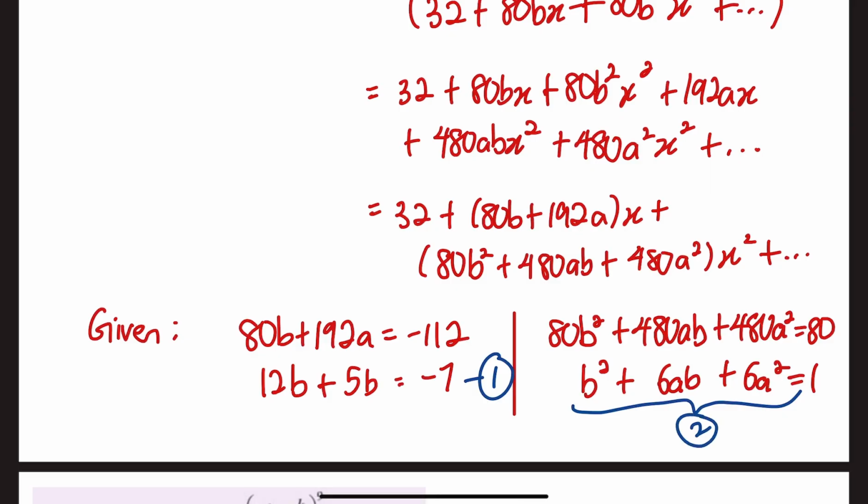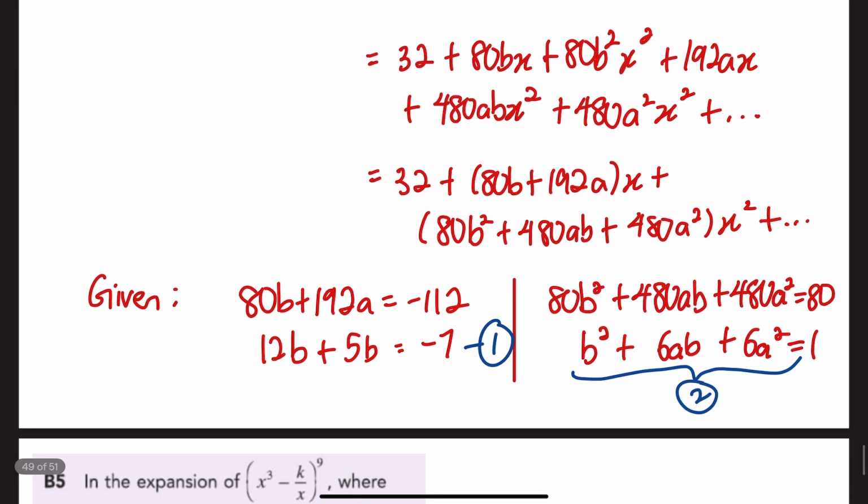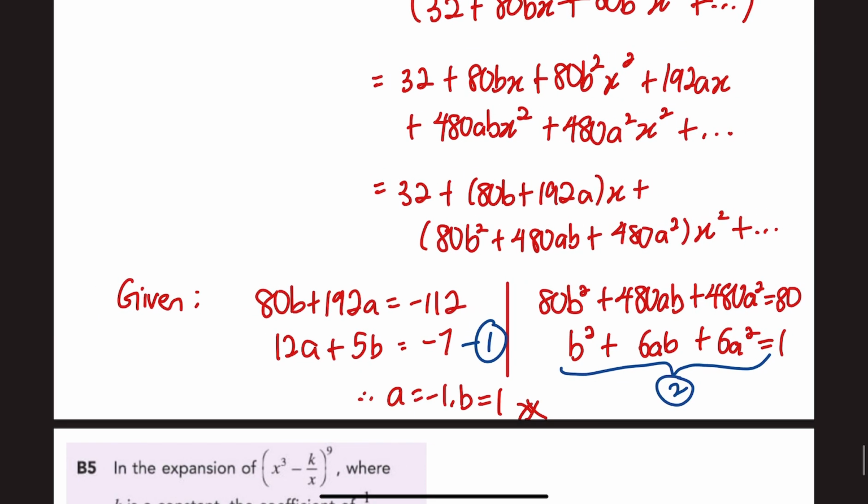Solve them simultaneously. I won't go through the simultaneous part here. Solve them simultaneously, you should get your final answer here by substitution or elimination. In this case over here, this one should be 12a. Okay, solve them simultaneously, then you should get a equals to negative 1 and b equals to 1. Okay, this should be your final answer by solving these two simultaneous equations.